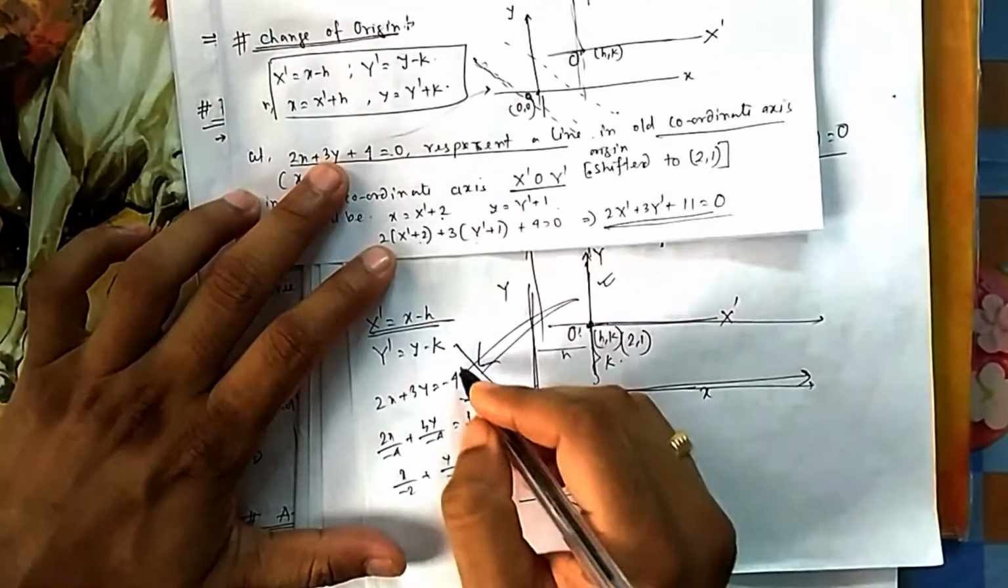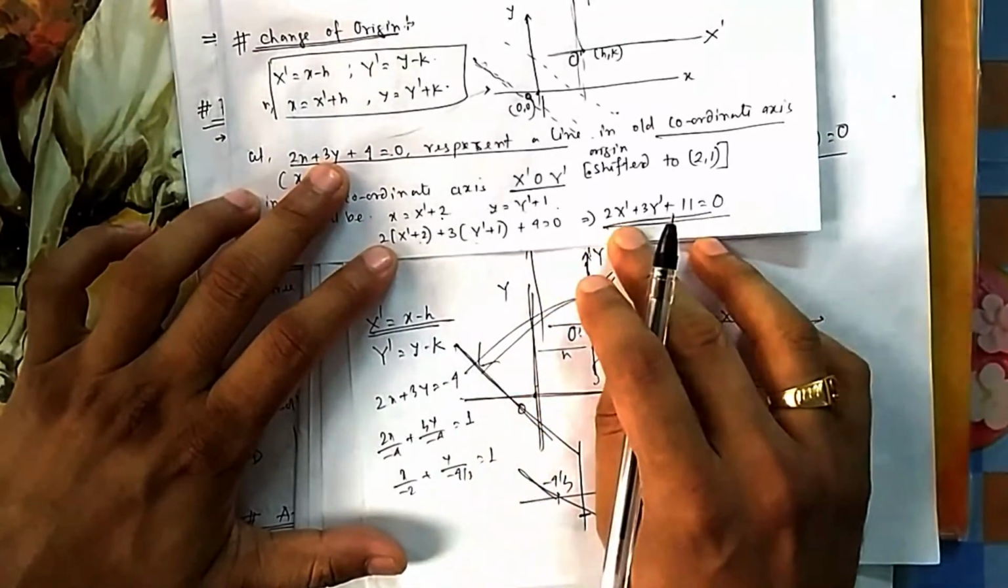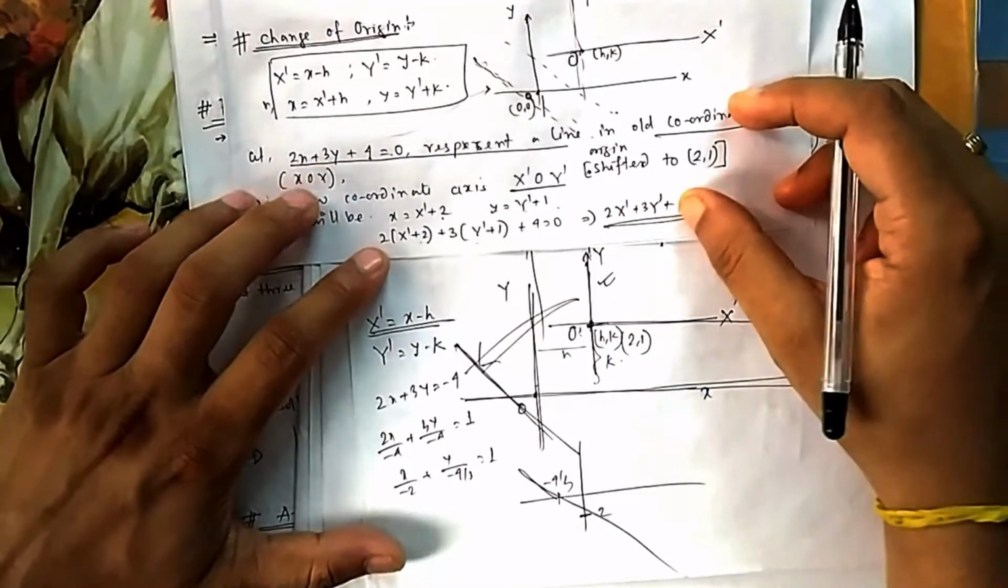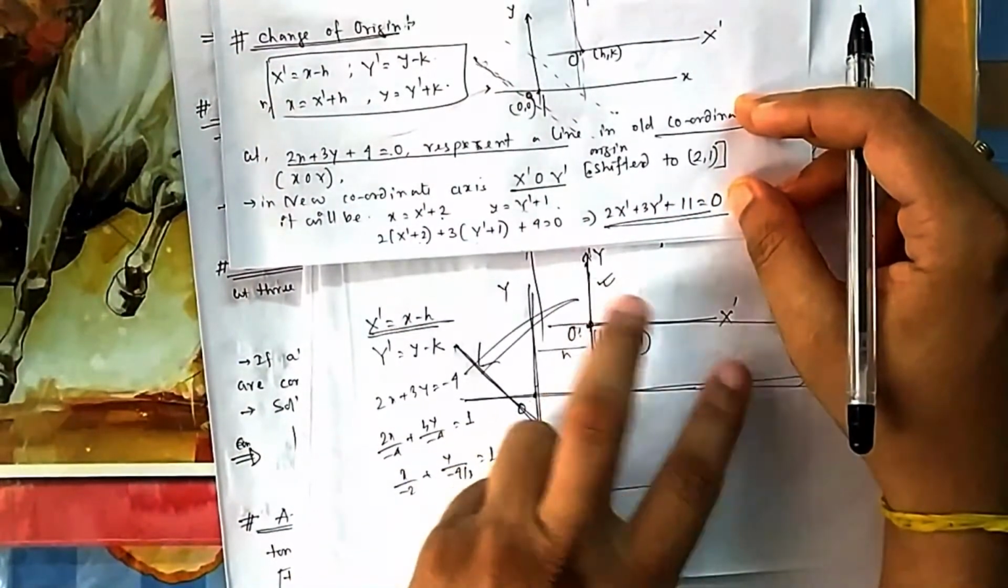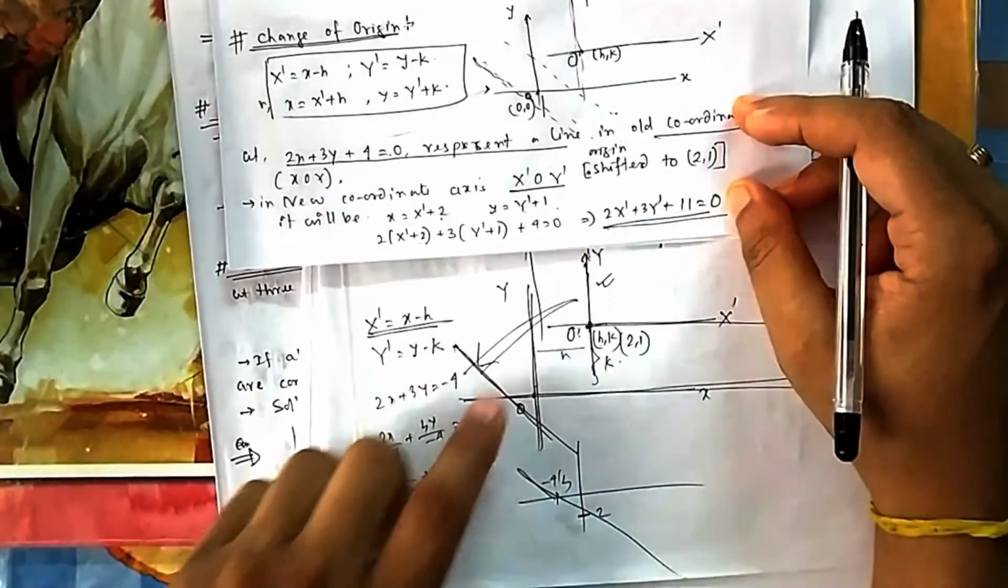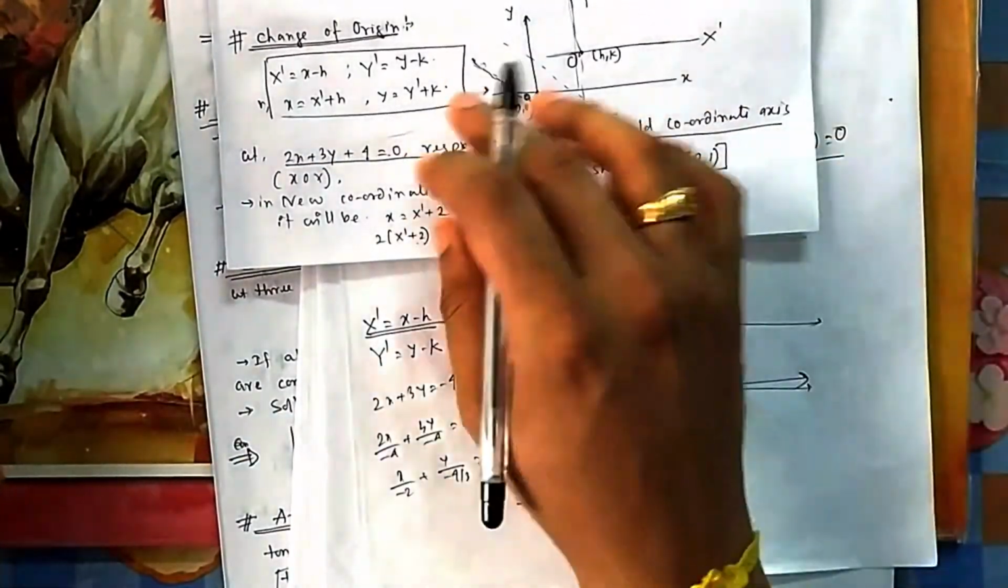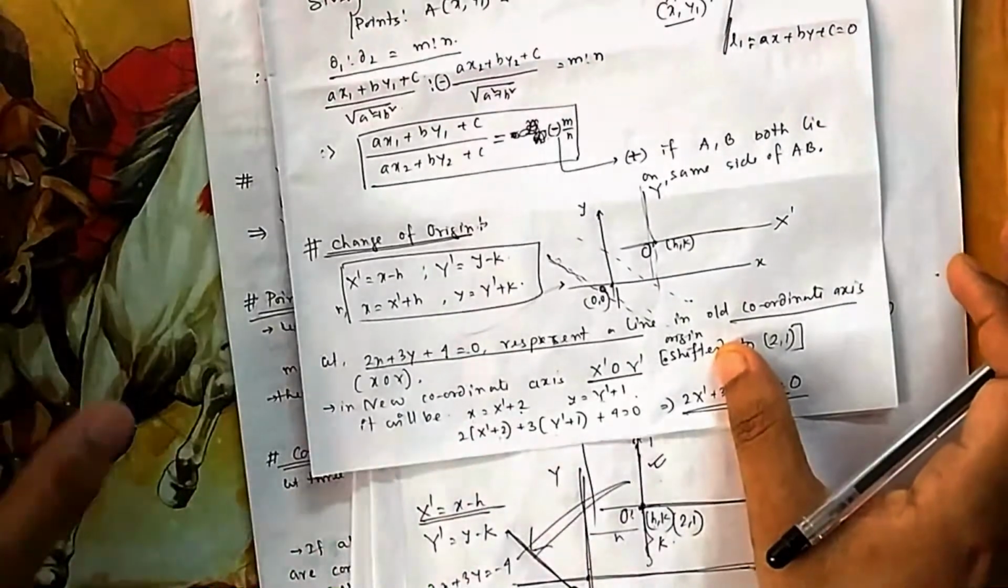The same line, now the equation will be this. If I represent it with respect to this axis, it is 2x dash plus 3y dash plus 11. With respect to this x dash and y dash, the equation becomes this. Earlier the equation was this with respect to small x and y. So this is the way to change origin, if I need to change any origin.